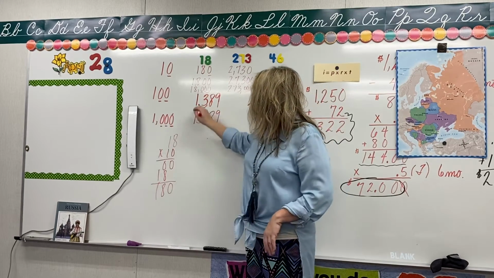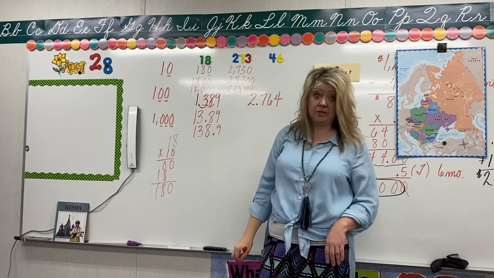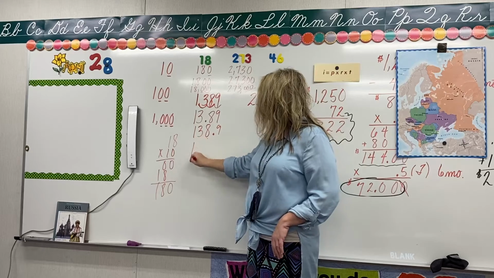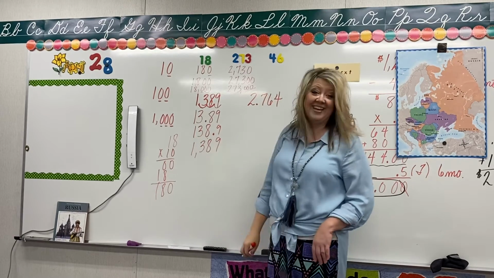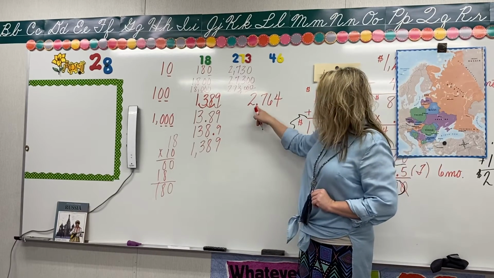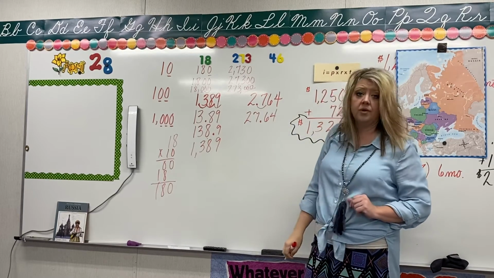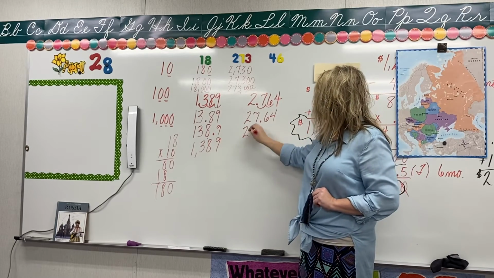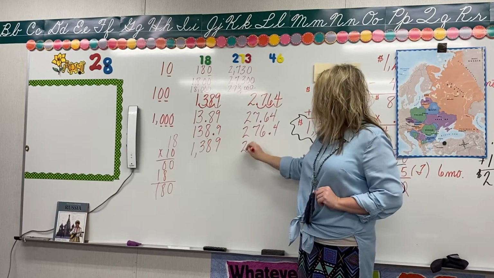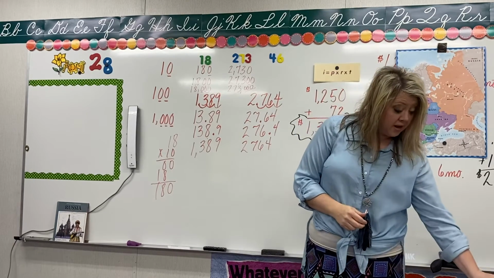If I multiply this by 100, I go 1, 2, so it's 138 decimal 9. Do you see my number gradually getting larger? And if I multiply it by 1,000, 1, 2, 3, 1,389. That's the answer. Let's do one more. 2 and 764 thousandths times 10, we go one spot over, so it's 27.64. Times 100, 1, 2, 276.4. Times 1,000, 1, 2, 3, 2,764. And that's it.